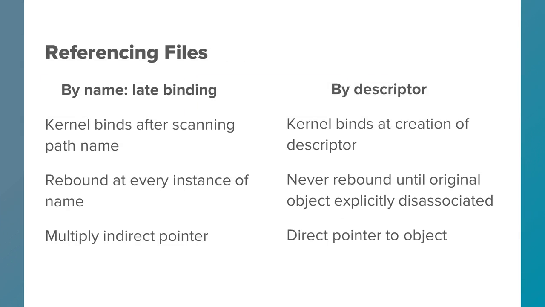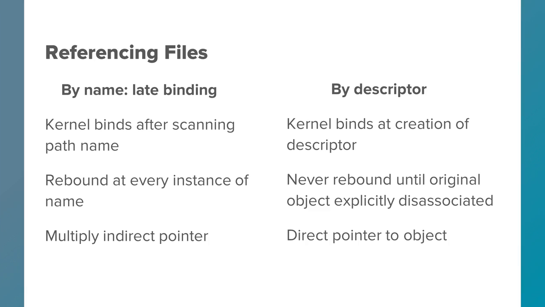Now, referencing files is what ties into this whole thing. And there are two ways to reference files on Linux systems and most systems. The first one is what's called late binding, and that's the one that's normally used when you give it a file name. Because the object that's returned is bound to the name, but it's rebound at every instance of the name, and the system has to walk down the directory to find it. So that's late binding, and it's essentially, as I said earlier, an indirect pointer with multiple levels.